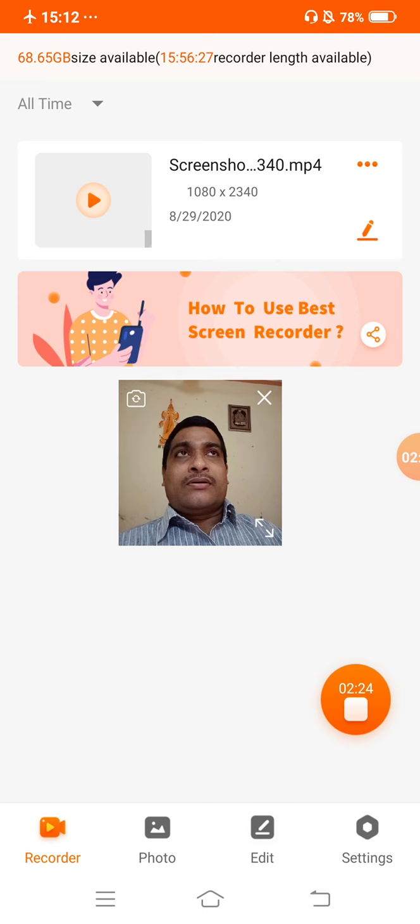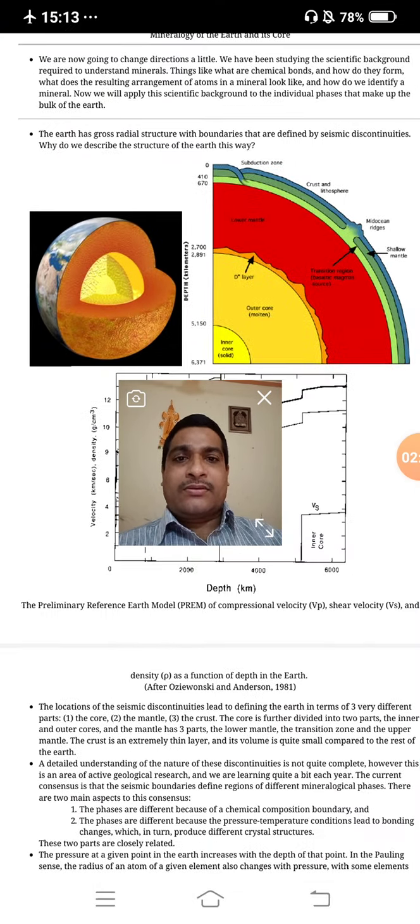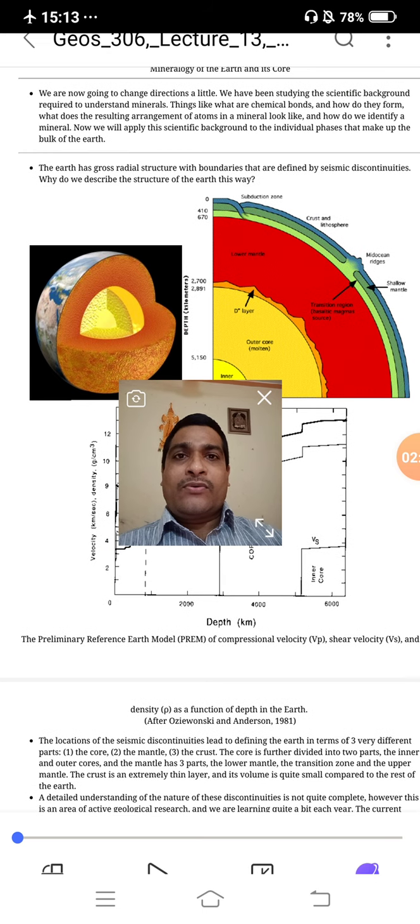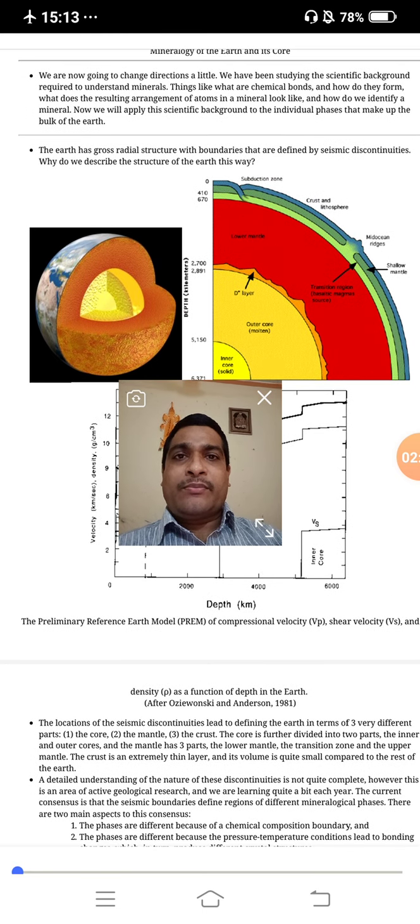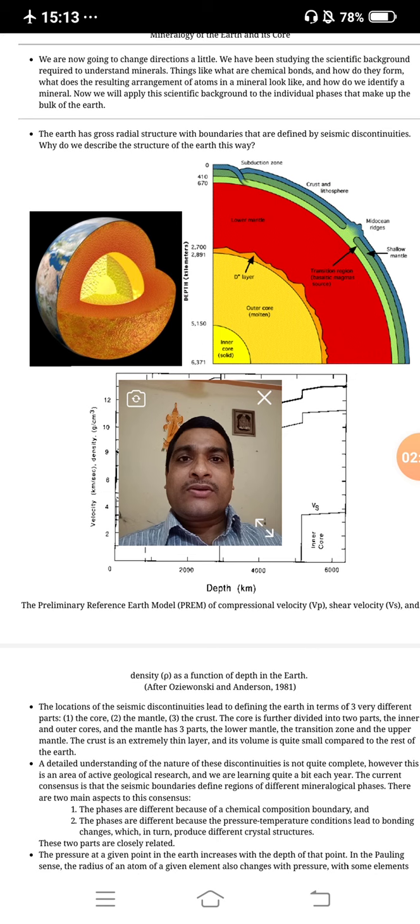Chemically, these layers again differ. The crust is mostly made up of silica and aluminium, the mantle is mostly made up of nickel and iron, and the core is mostly made up of iron, nickel and cobalt. These are the chemistry of these different layers. Now we go to the point of mineralogy of the earth and its core.